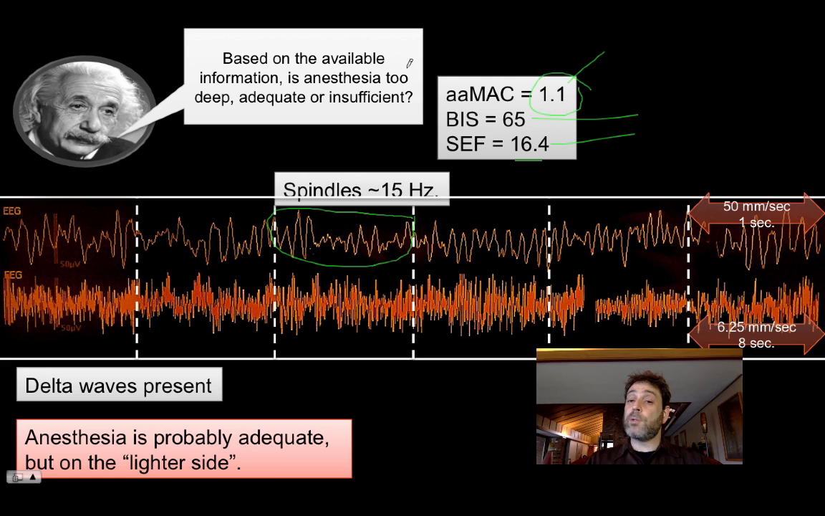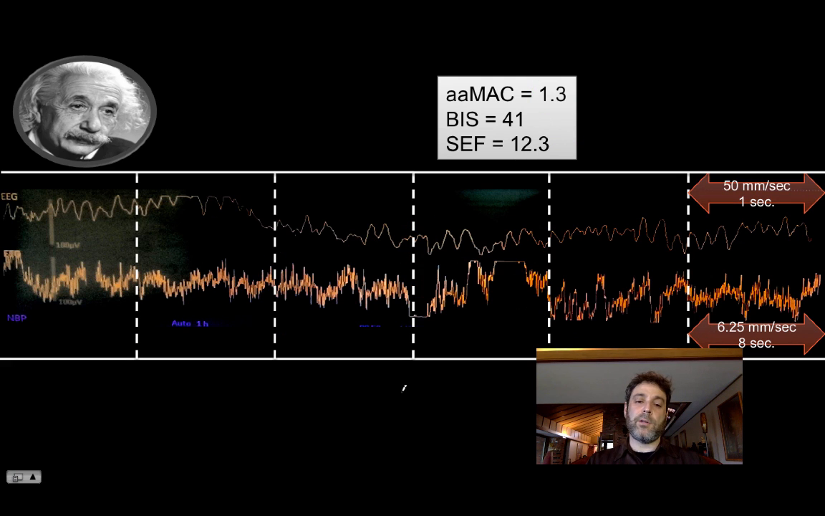If this was at 0.6 or 0.7 MAC, I would definitely dial up the vaporizer, but at 1.1, assuming that it is steady state and that is an end tidal concentration, I might keep an eye and see how things go. Alright, here's another example where we're at 1.3 MAC.